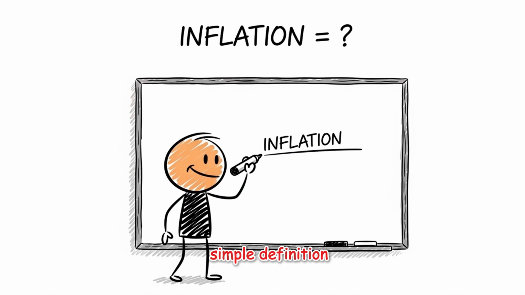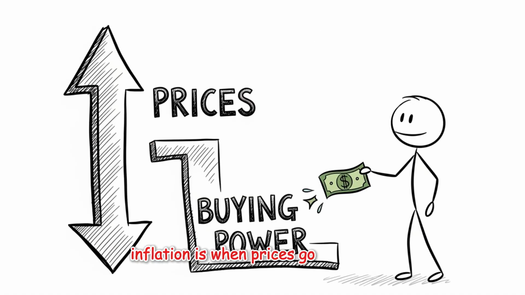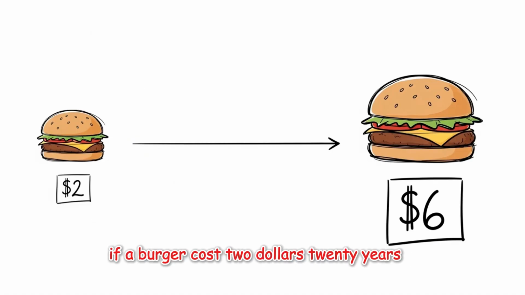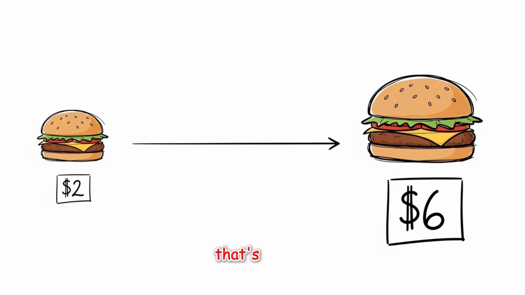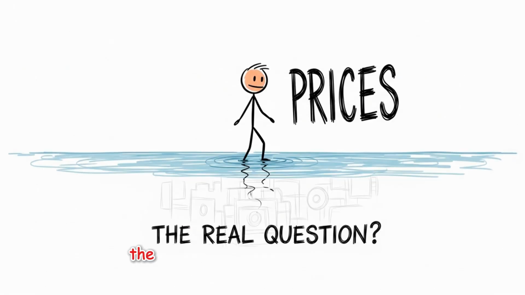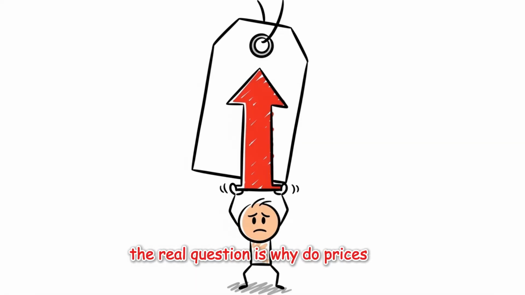Simple definition: inflation is when prices go up over time and your money buys less. That's it. If a burger cost $2 20 years ago and $6 today, that's inflation. If a movie ticket used to be $5 and now it's $15, that's inflation. But that's just the surface. The real question is, why do prices go up?